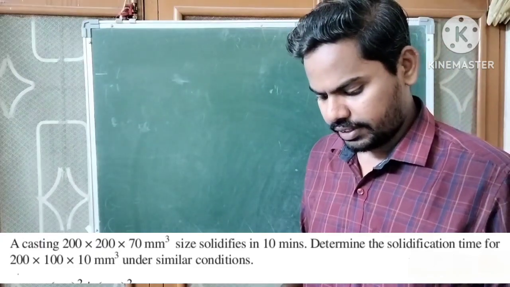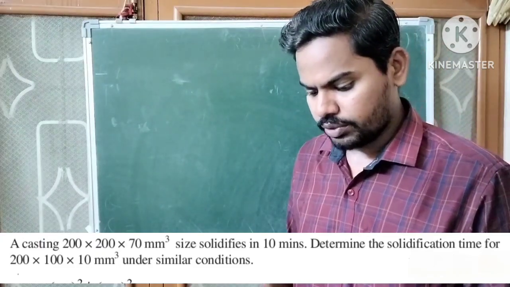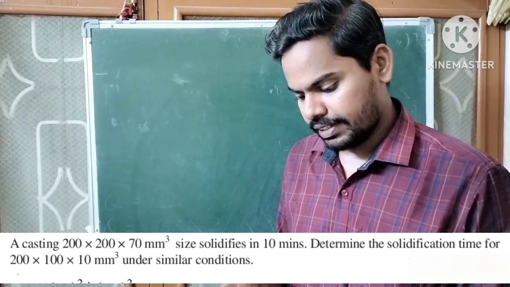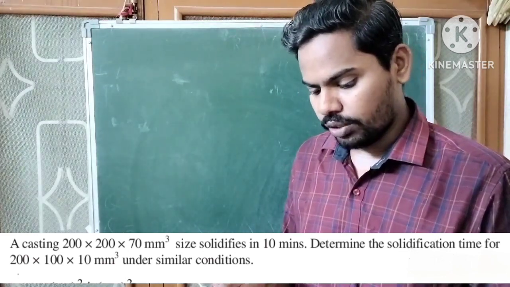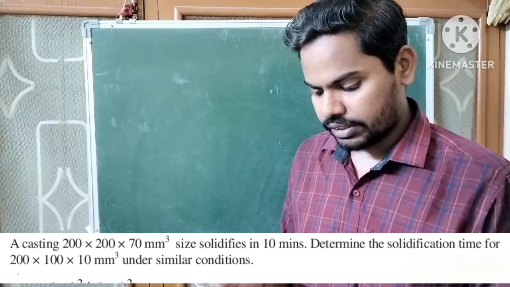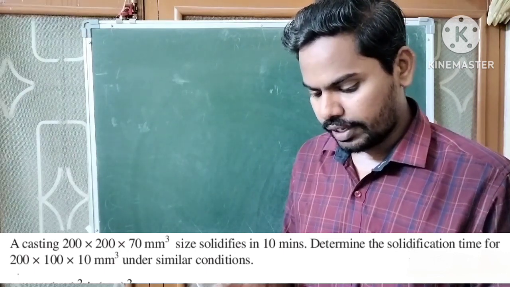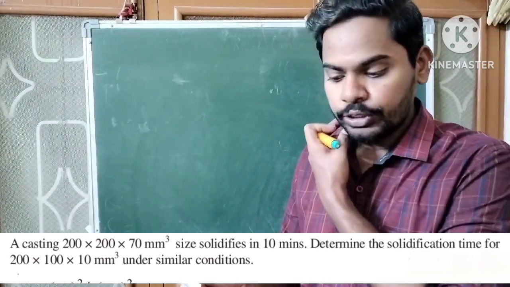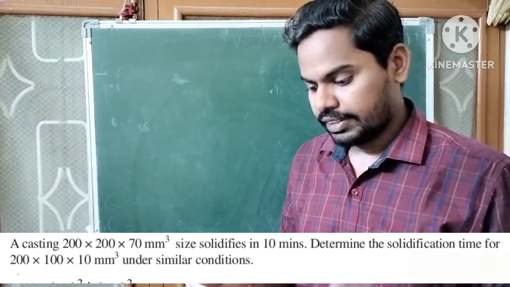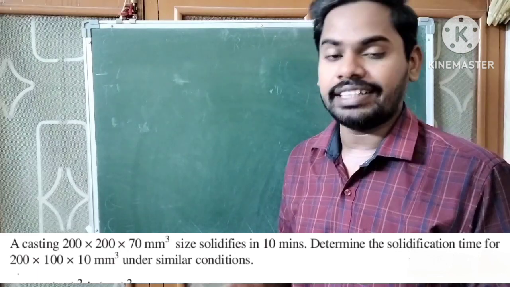A casting 200 into 200 into 70 mm cube size solidifies in 10 minutes. Determine the solidification time for 200 into 100 into 10 mm cube casting under similar conditions. So here given two castings, both are cuboidal castings.